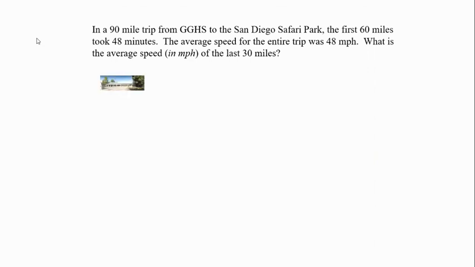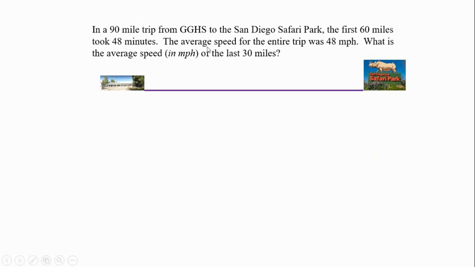So here is Garden Grove High School, and then here is Safari Park. The statement says that these two locations are 90 miles apart, and it says that the first leg, which is 60 miles, took 48 minutes to cover. Then the problem states that the average speed for the entire trip is 48 miles per hour, and it wants us to know what was the average speed for the last 30 miles, or the second leg.